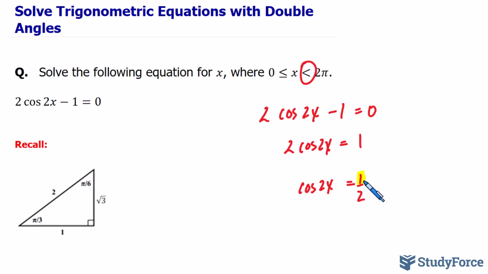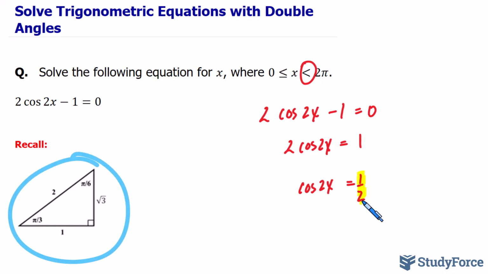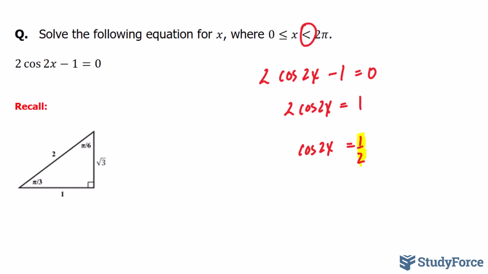Immediately, you should notice that this ratio is a special ratio based on the special triangle as shown on your screen. And in fact, if we were to take cosine inverse of both sides, we would end up getting cosine inverse of 1 over 2 is equal to 2x. But before we get any further, we're dealing here with a double angle. And as a result, we do have to adjust our domain, which is currently between 0 and 2 pi, so that it reflects double angles. So notice that our domain is a single angle. We need to make it in relation to 2x.